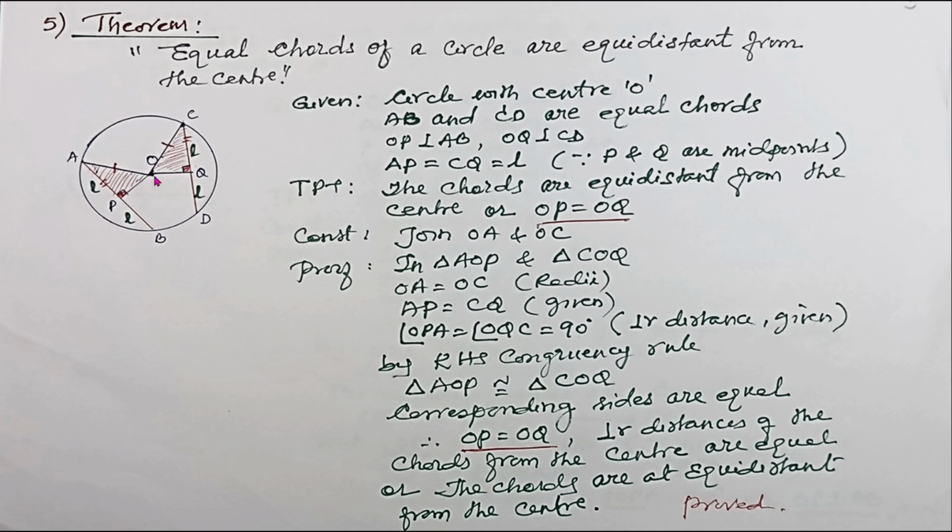Therefore, in triangle AOP and triangle COQ, by RHS congruency, the two triangles are congruent. If two triangles are congruent, then the corresponding sides are equal. Therefore, OP is equal to OQ. Therefore, the perpendicular distances of the two chords AB and CD are equal. That proves the theorem that equal chords of a circle are equidistant from the center. A very simple proof. Try to remember that.